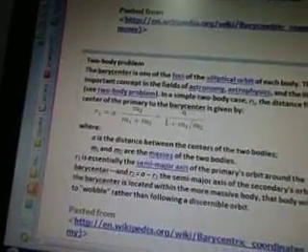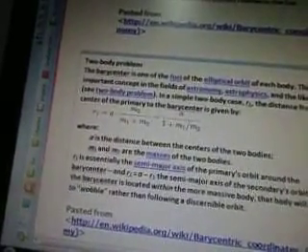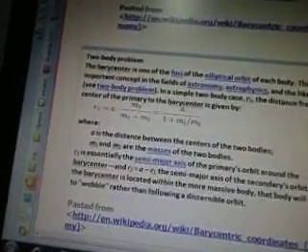And then the two-body problem came up, which I find interesting because it's got the R1 equals A. I have an R in my equation and an A, so I'm always looking for equations that have those letters in them. The barycenter is one of the foci of the elliptical orbit of each body. This is an important concept in the fields of astronomy, astrophysics, and the like. See two-body problem. In a simple two-body case, R1, the distance from the center of the primary to the barycenter, is given by... so that's what it looks like.